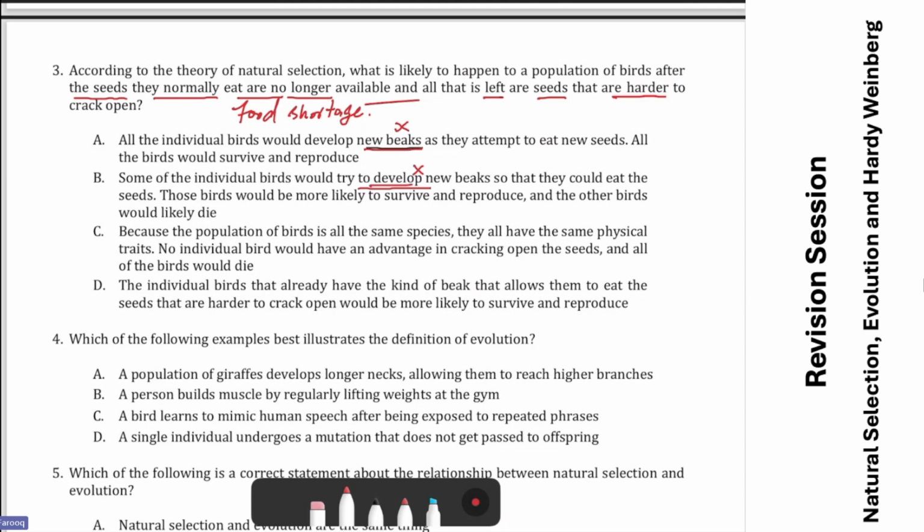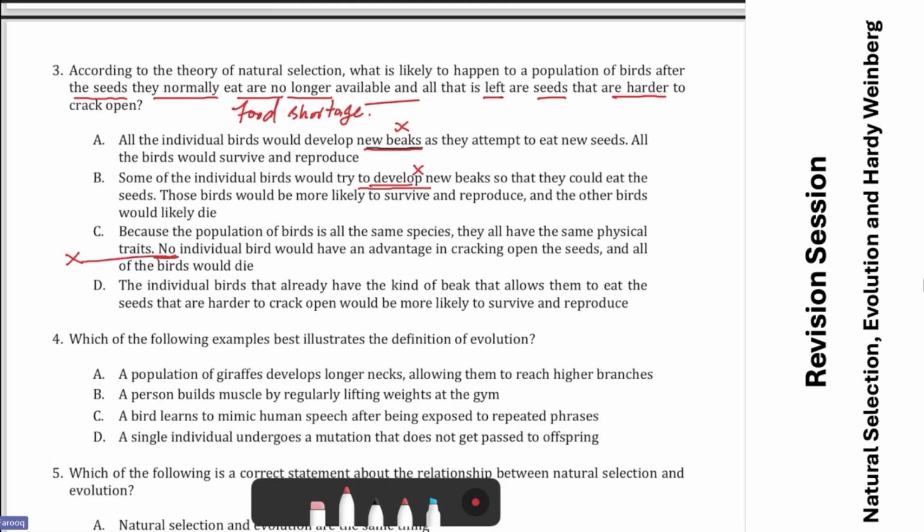Okay, that's wrong again. Because the population of the birds is all the same species, okay? They all have the same physical trait, okay? No individual birds would have an advantage. This is not possible now. No individual bird is, it's not possible because some of them might have a beak that is not made for the hard seeds, but yes, it can break the hard seed.